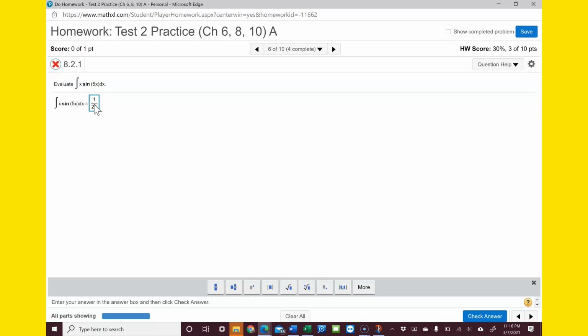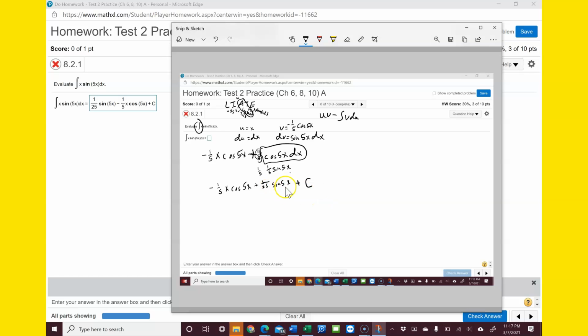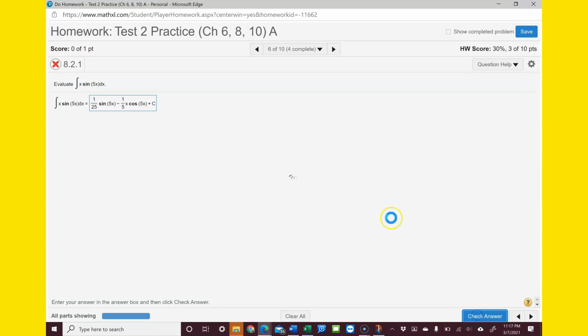1/25 sine 5x minus 1/5 x cosine 5x plus c. Now let me just bring this back up and make sure I typed it in right. 1/25 sine 5x minus 1/5 x cosine 5x plus c. Check answer. Green check mark.